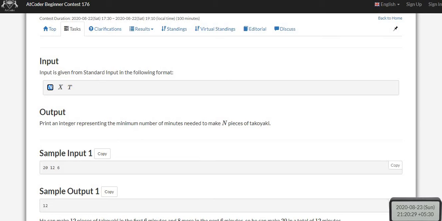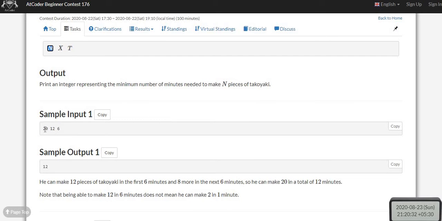So let's take example 1. N is 20, then X is 12 and t is 6. So here we can say to make X pieces, that is 12 takoyaki pieces, it takes 6 minutes. So we have to identify how many minutes it will take to form the 20 takoyakis.